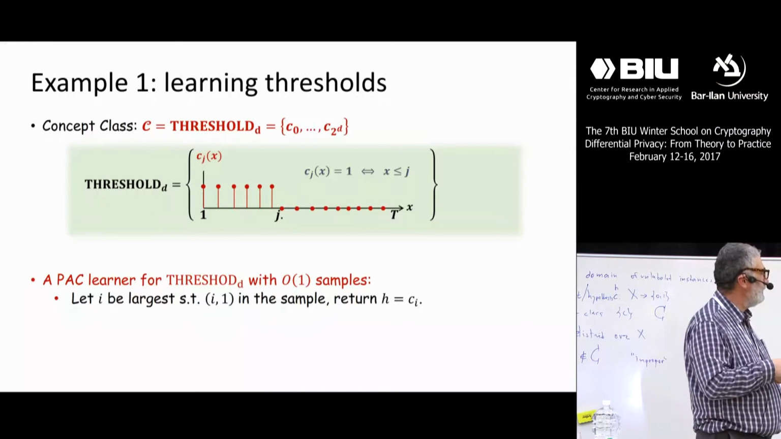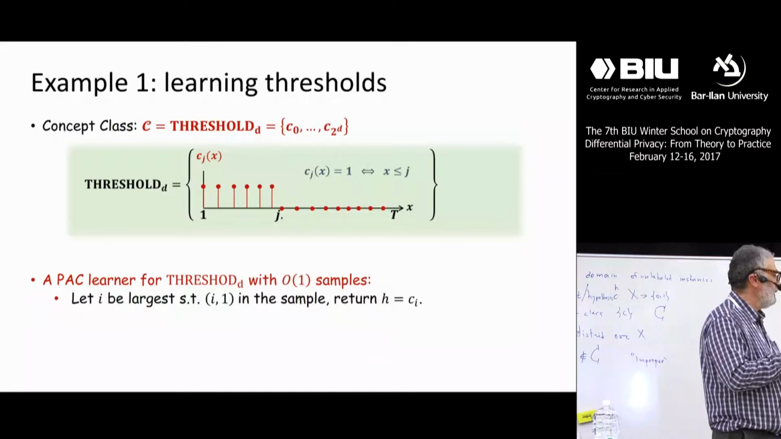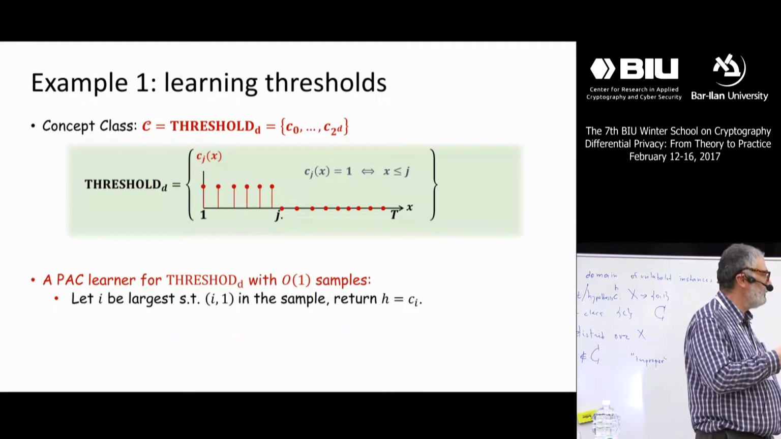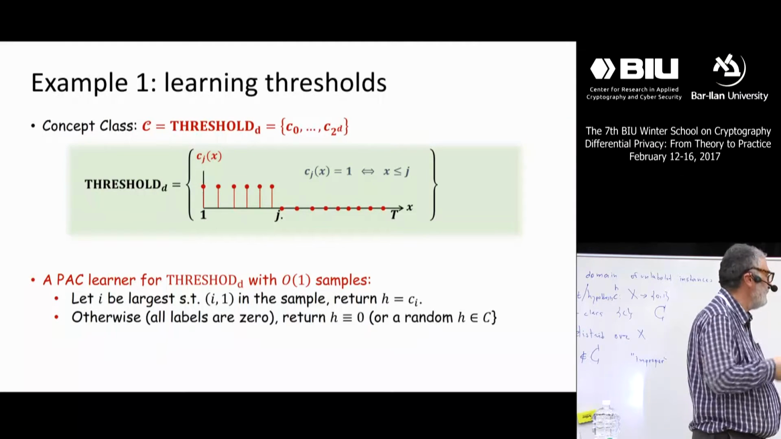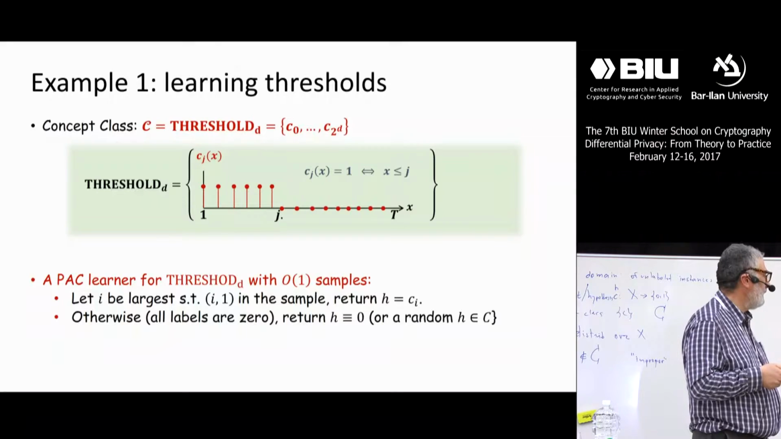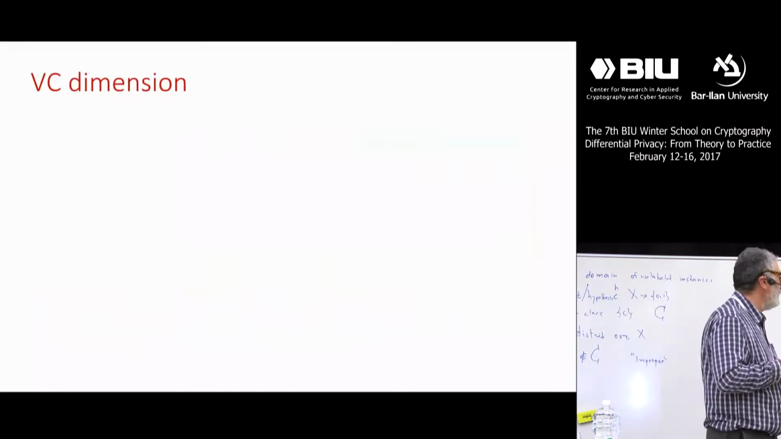here's a way to do this. Let's pick a consistent hypothesis this way. Let i be the largest such that we see a sample labeled 1 with the x value being i, and we return that concept. It certainly is a consistent concept. And otherwise, we just return the all zero function.